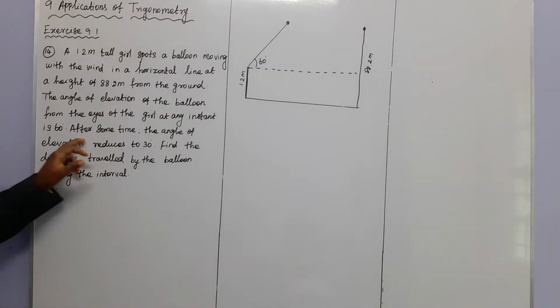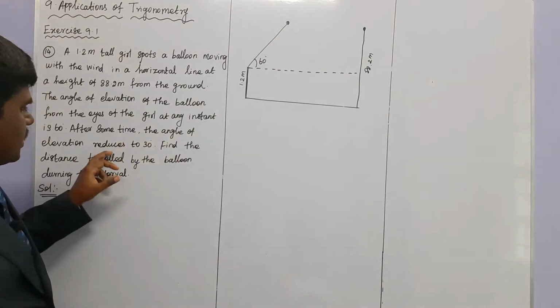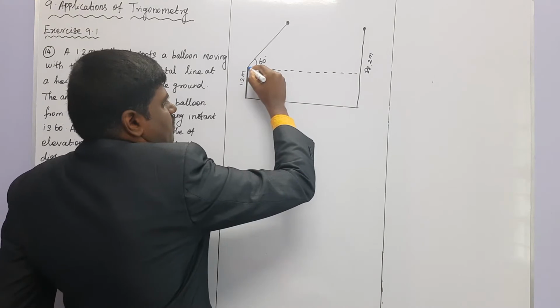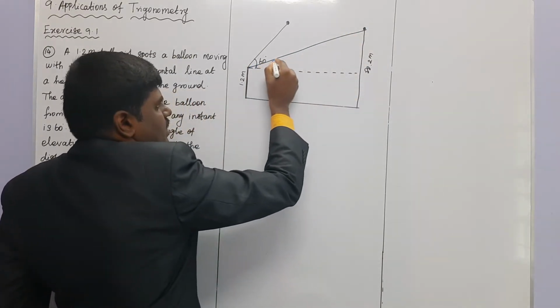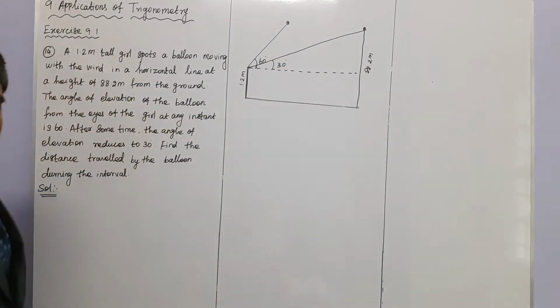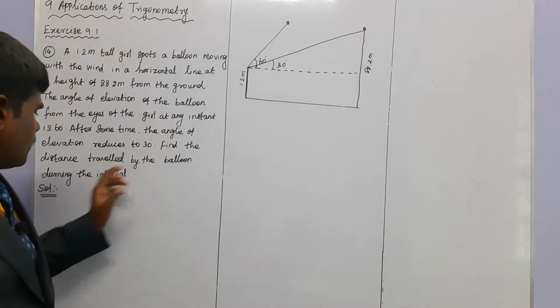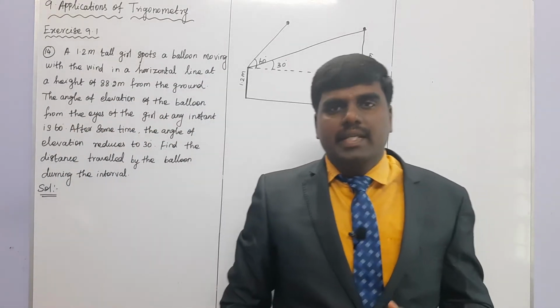Next, after some time, the angle of elevation of the balloon reduces to 30 degree. Again after some time, the angle of elevation of the balloon is 30 degree. Now find the distance traveled by the balloon during the interval.